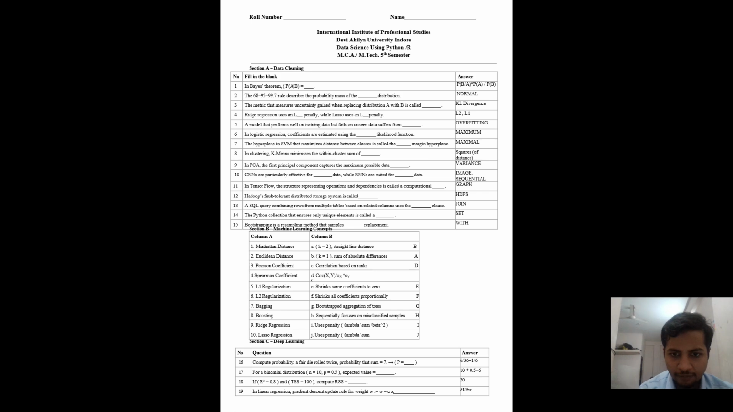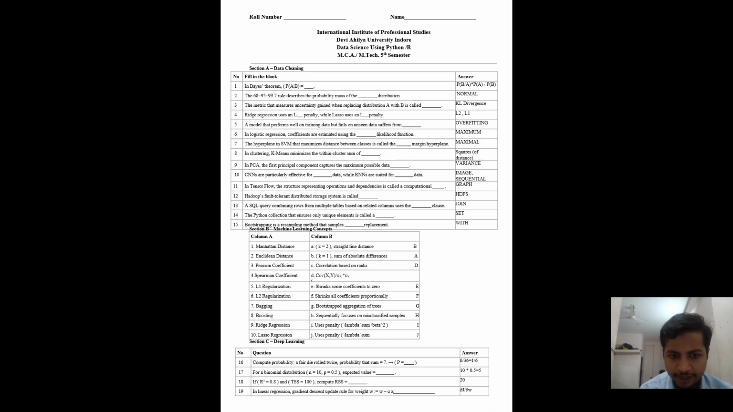Fifth one is L1 regularization. So it shrinks some coefficients to 0. Sixth is L2 regularization, shrinks all coefficients proportionally. Seventh is bagging. Uses bootstrap aggregation of trees. Now eighth one is boosting. So sequentially focuses on misclassified samples. Ridge regression uses L2 penalty. Penalizes larger coefficients. Lasso regularization uses penalty lambda sum.